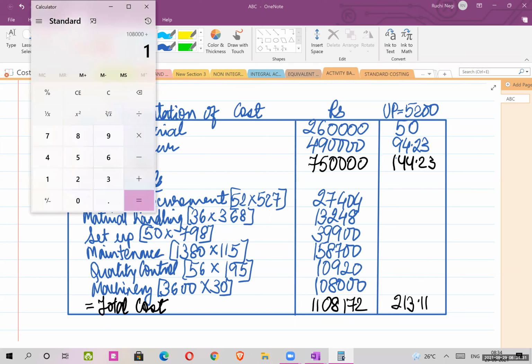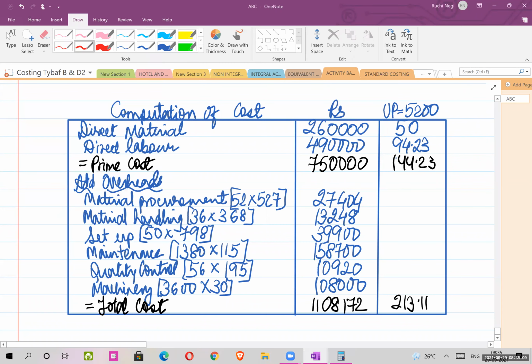Yeah, 1 lakh, how much? 10,920 plus 1,58,700 plus 39,900 plus 13,248 plus 27,404. Okay, plus the prime cost 7,50,000. So 11 lakh 8 172 divided by the units produced, that is 5,200 components. So my cost price is 213.1.